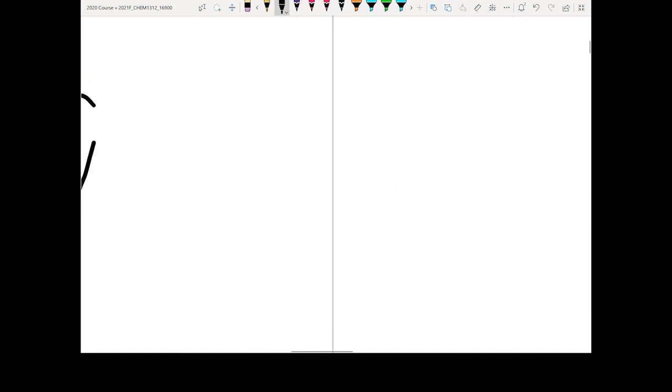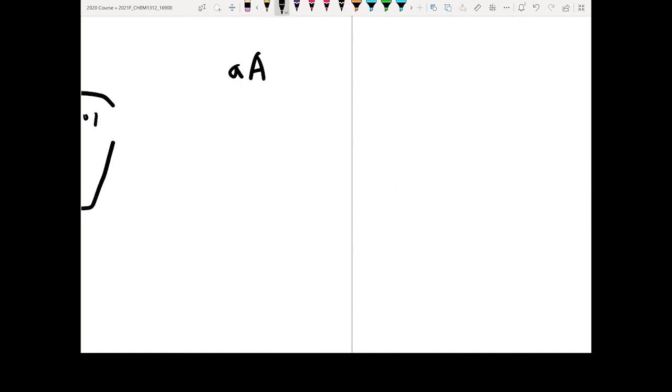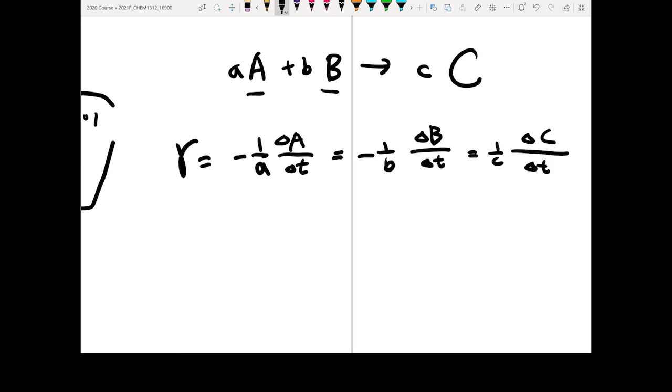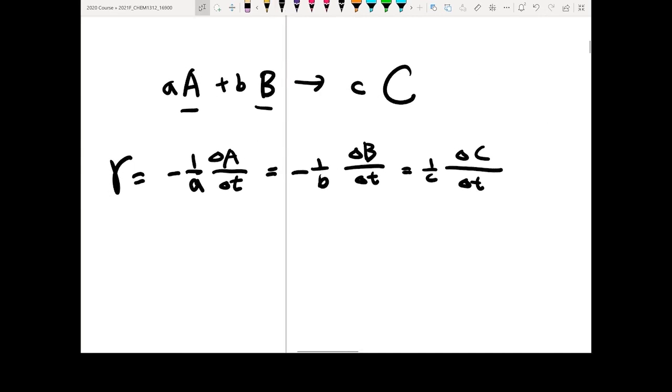To generalize this idea, let's say we have A plus B, and they give you C. A and B are reactants, C is the product. So the reaction rate is defined as the disappearing rate of your reactants, delta A, delta T, normalized by the coefficient of A. And it should equal this and equal this. This will be the general expression. If you have chemical reactions, that's how you calculate the overall reaction rate.